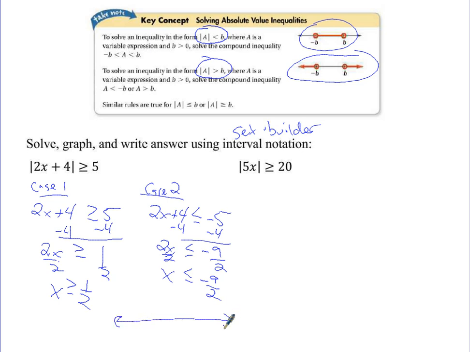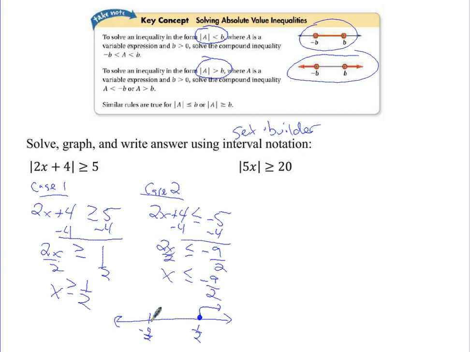Let's go ahead and draw the number line. We have negative 9/2, so that'll be on the left. And we have positive 1/2, so that'll be on the right. For 1/2, it says greater than or equal to, so that's solid dot and to the right.